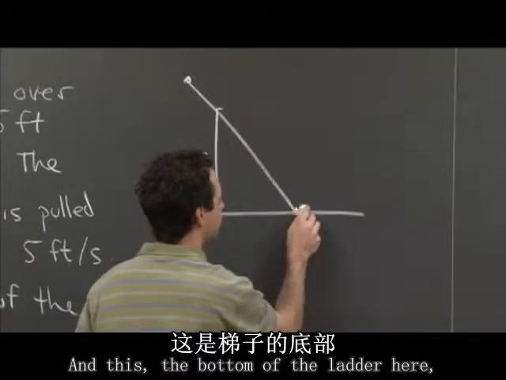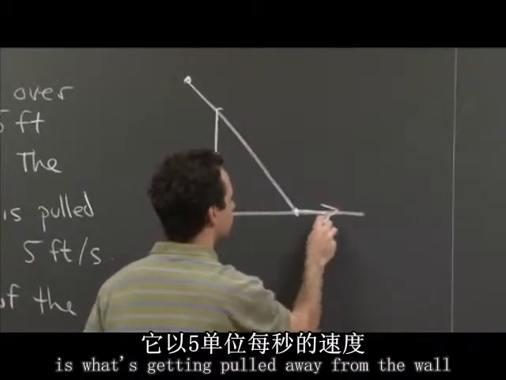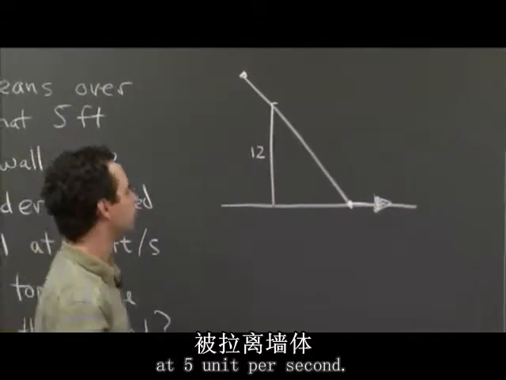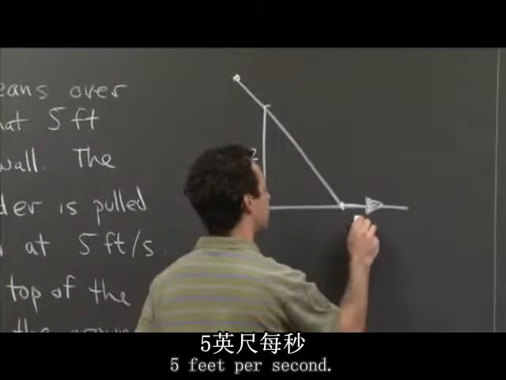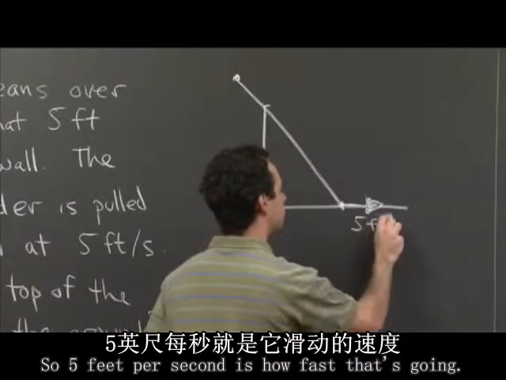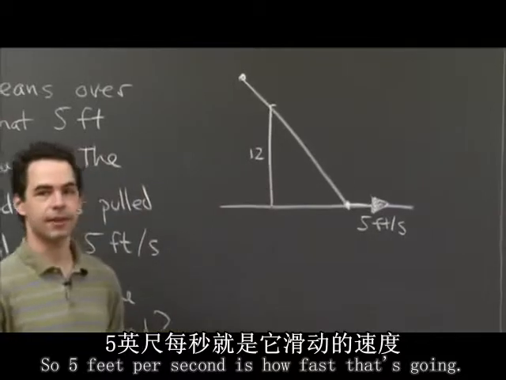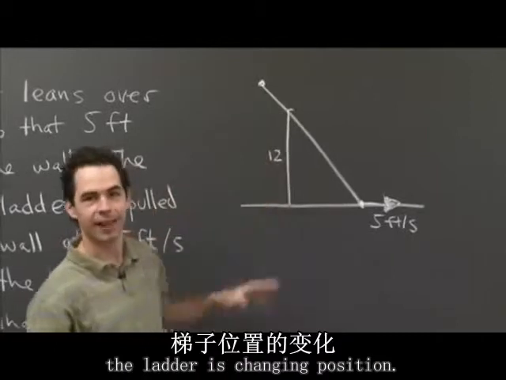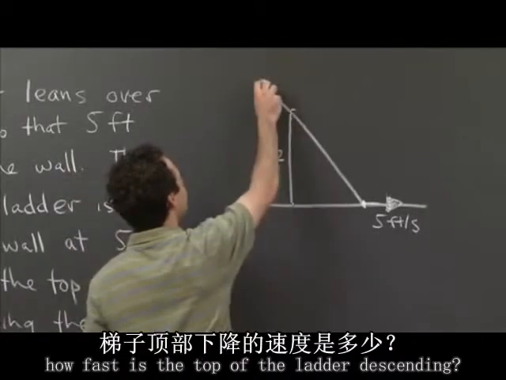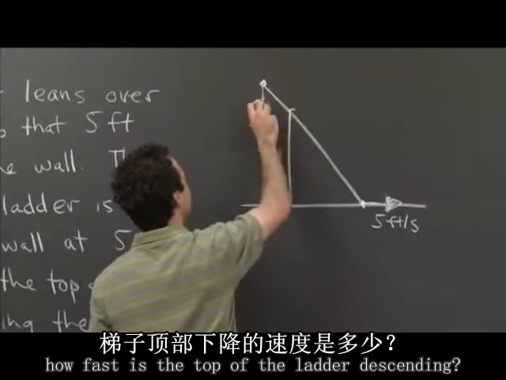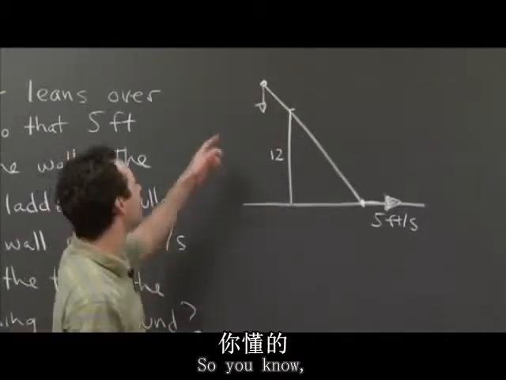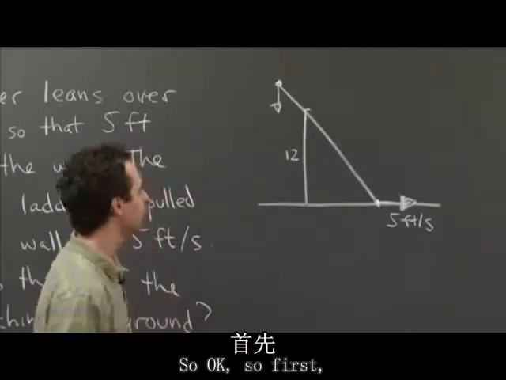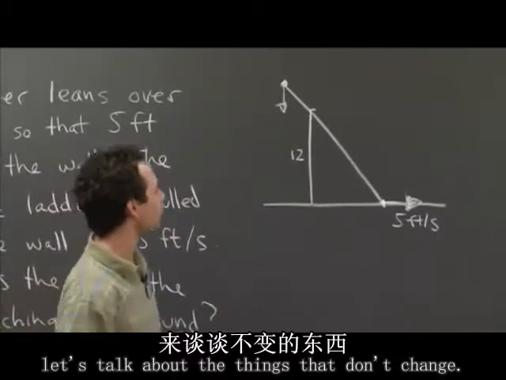All right, and the bottom of the ladder here is what's getting pulled away from the wall at 5 feet per second. 5 feet per second is how fast that's going. And while you do that, the ladder is changing position. So the question is, how fast is the top of the ladder descending? It might also be moving in some other directions, but we're just interested in how quickly it's going straight down.